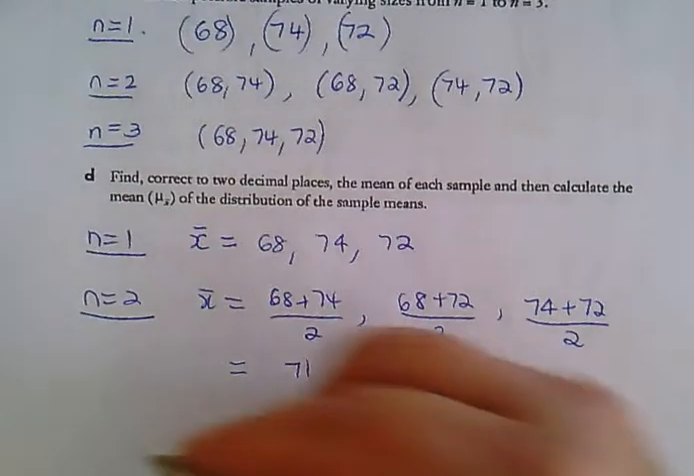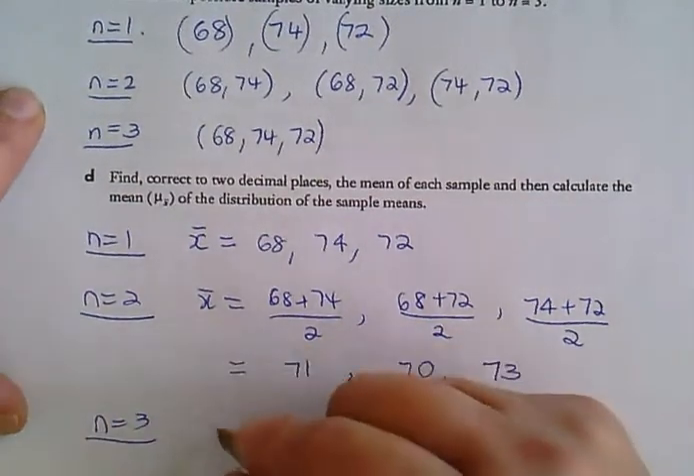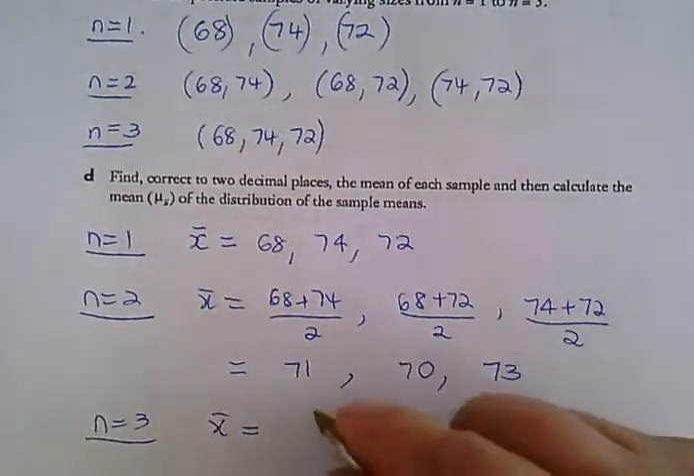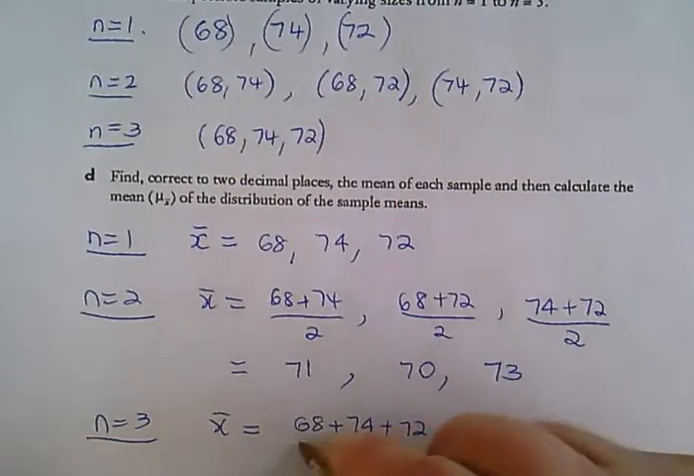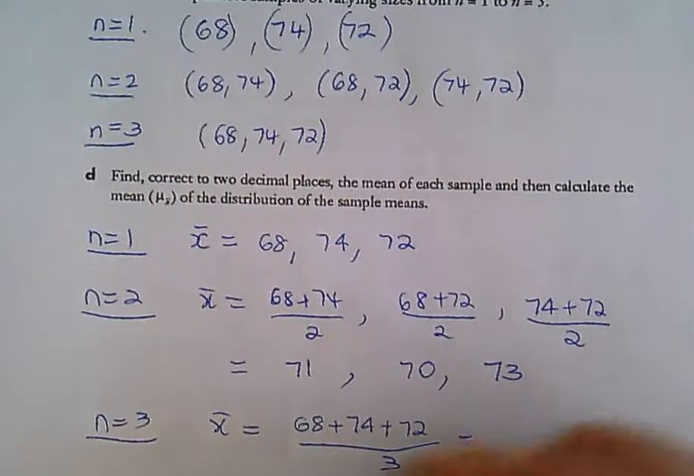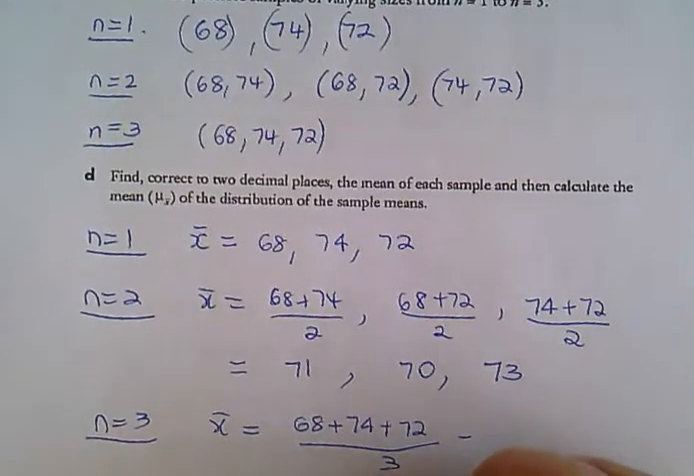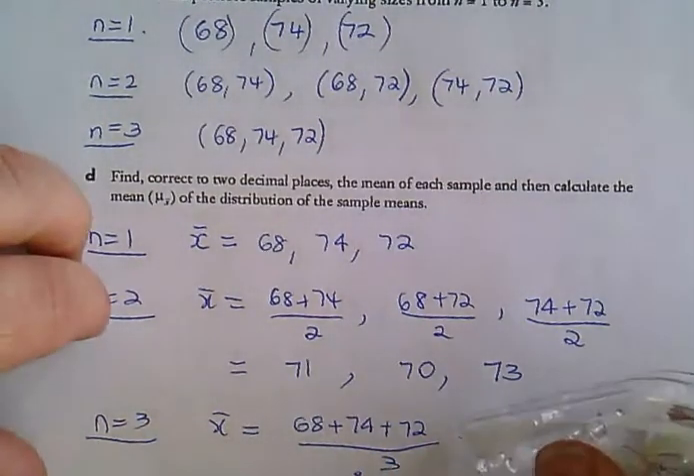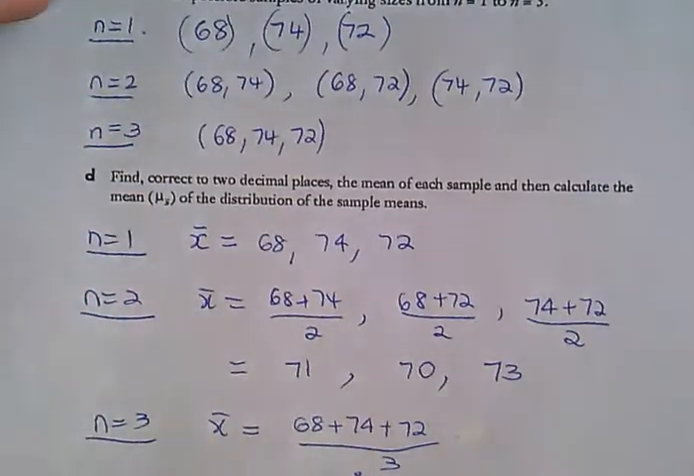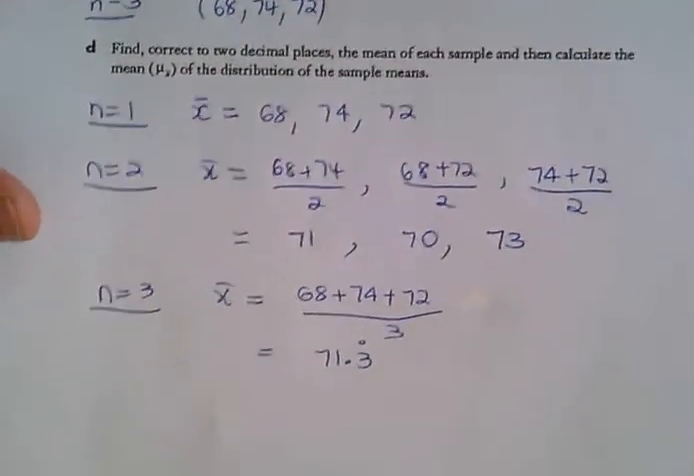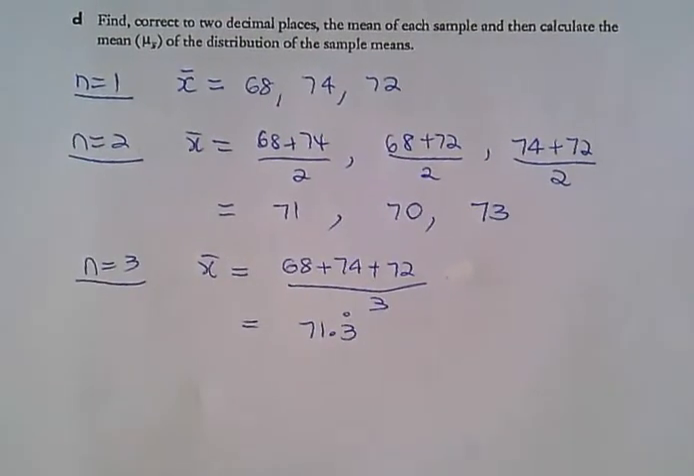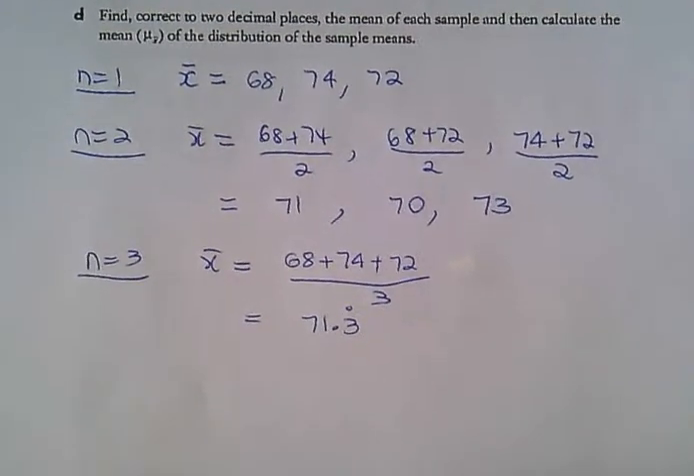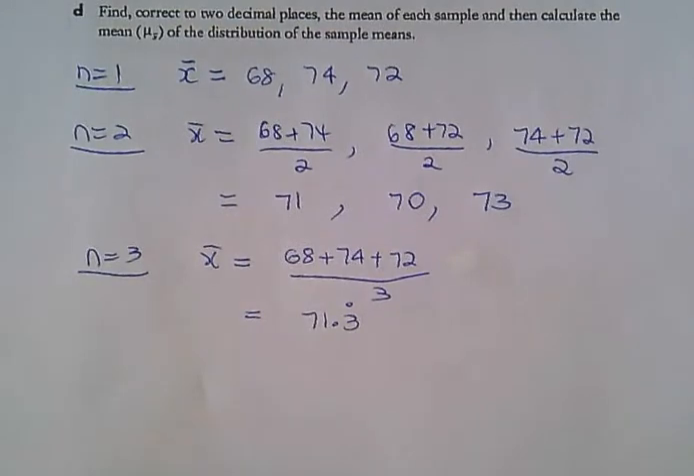For n equals 3, that one is just the mean of the original 68, 74, and 72, which we've already done before, which is 71.3 recurring. That one's actually not even needed, but no, it is. It doesn't change the mean, well, I suppose it does. Sorry. Okay.